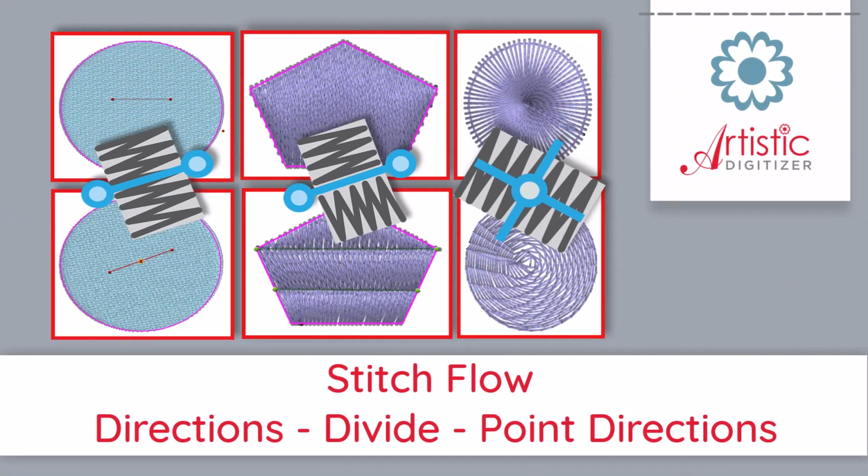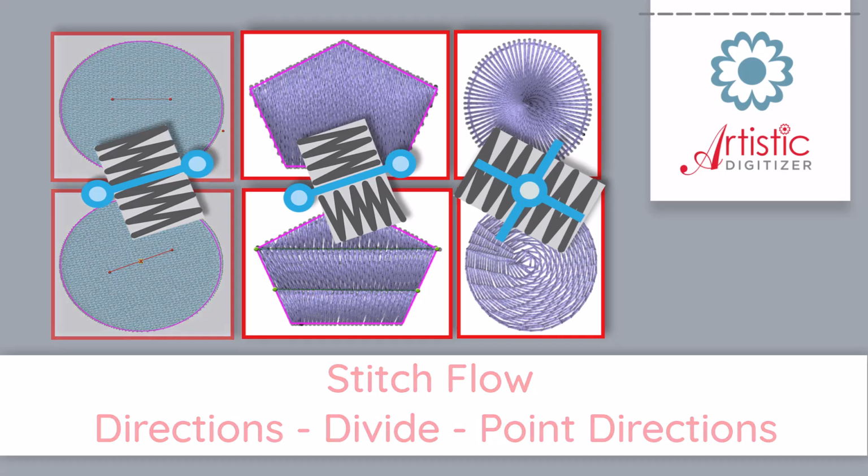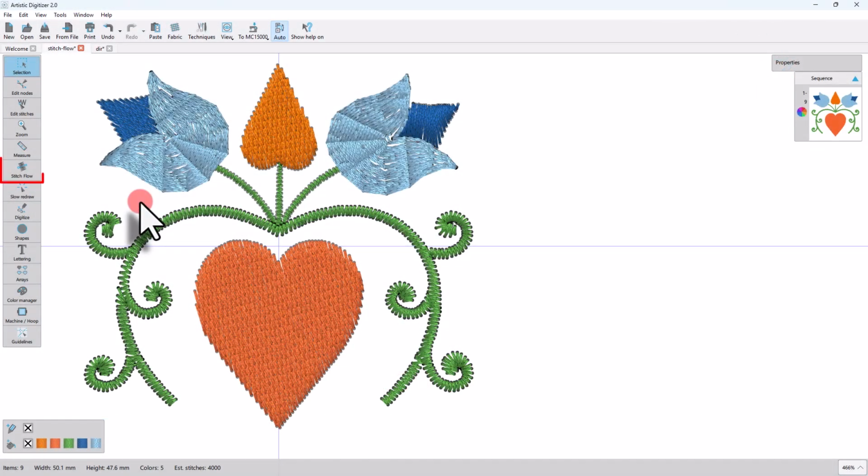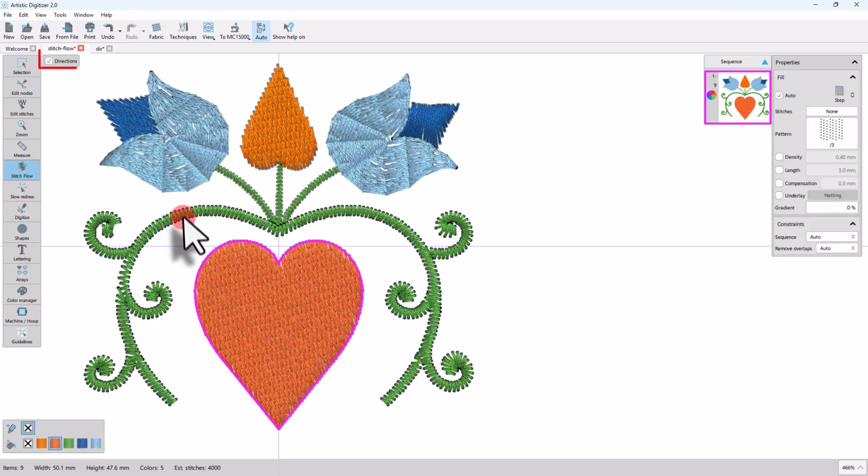In this video, we will show you how to use the stitch flow tools to improve the embroidery quality and the look of your designs. Stitch flow is a special operating mode that provides tools to adjust the directions of stitches and divide objects into sections. When you start stitch flow, you need to first select an object if nothing is already selected.